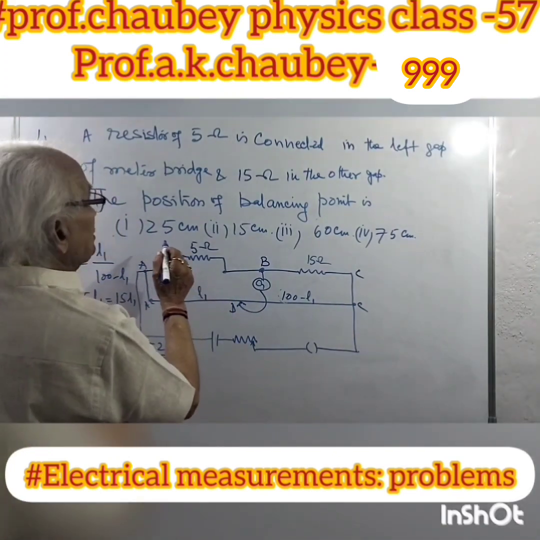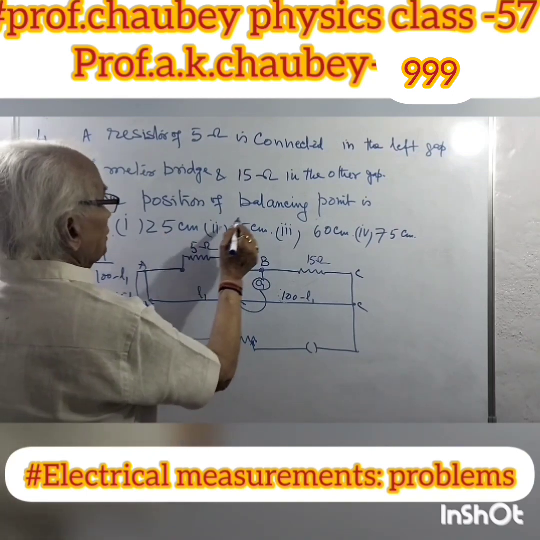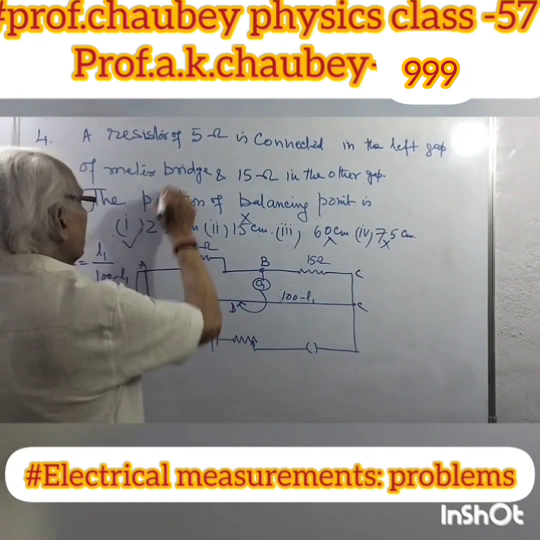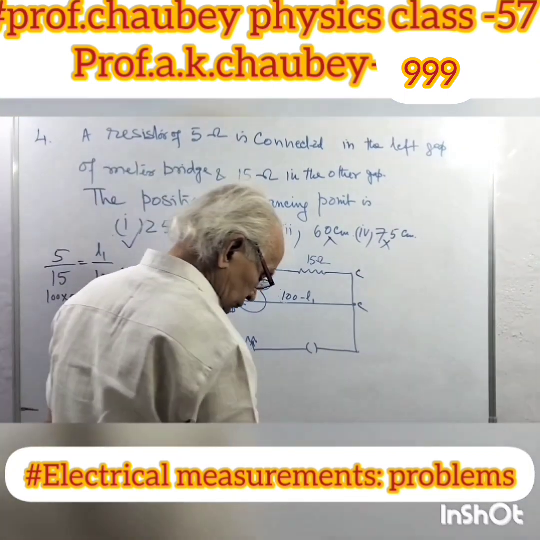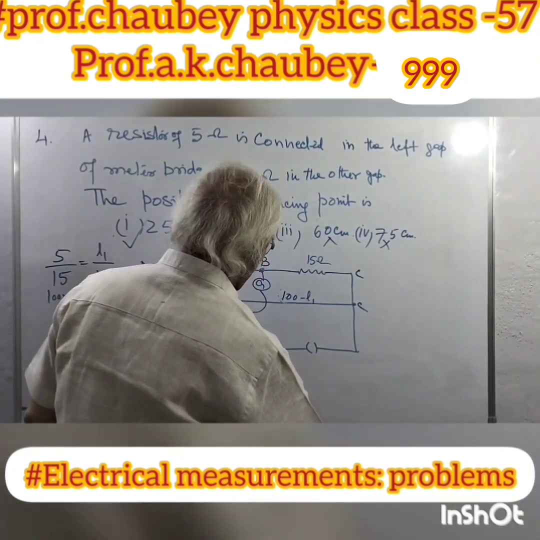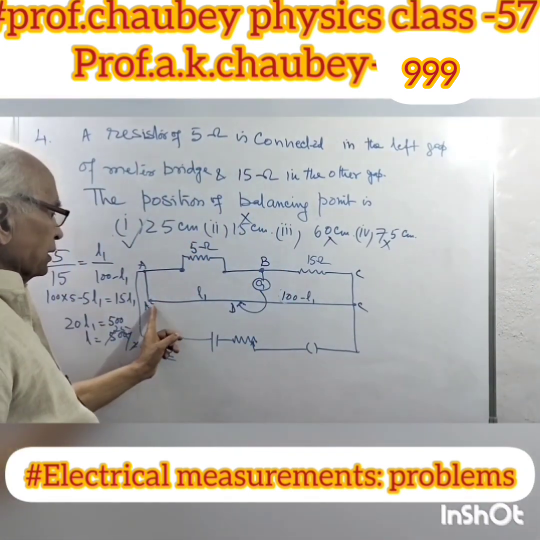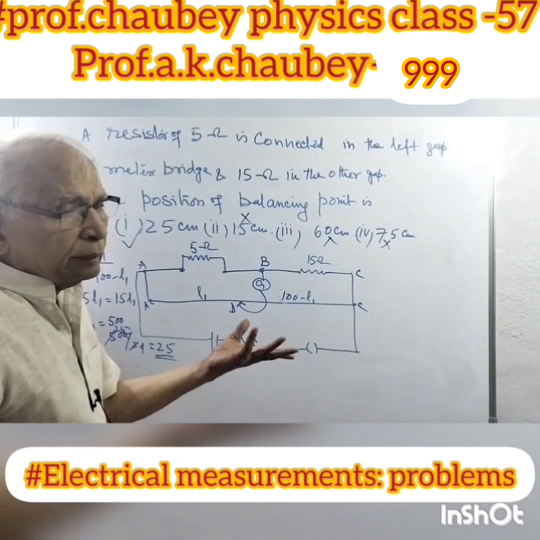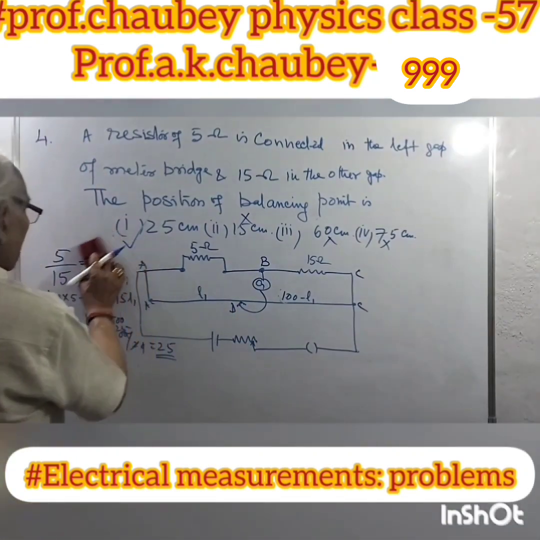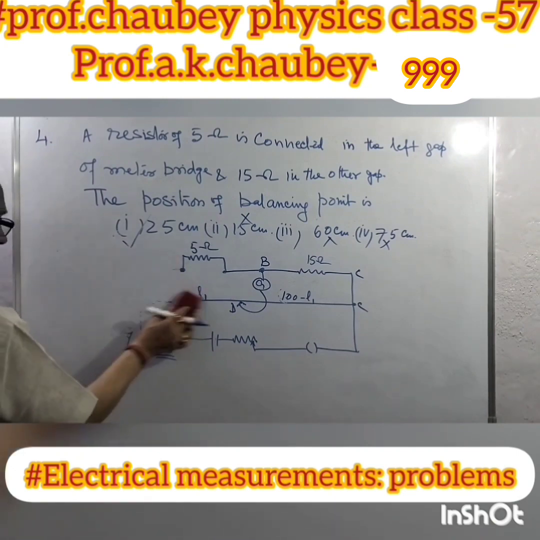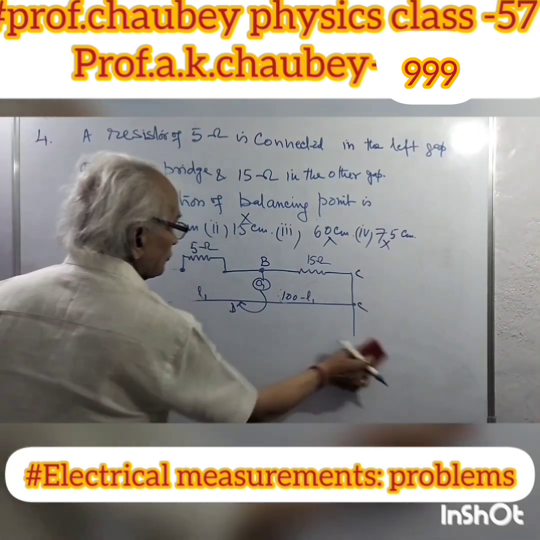So this is not correct, this is not correct, this is not correct. Simply one is correct, because the ratio of this and this must be the ratio of this and this. That is the principle of the meter bridge. So the answer of this is 25 centimeters. That is the first part.